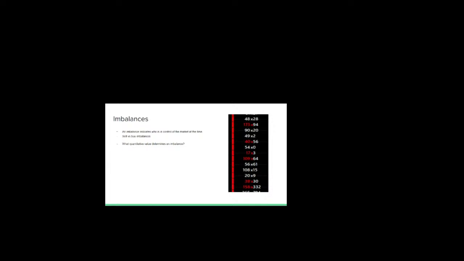A selling imbalance is highlighted in red. If you look at the picture on the right side, you see a bunch of sell imbalances. It shows that sellers are in control at the current time, and the majority of transactions held at the time are on the bid. A buy imbalance is highlighted in green, and you'll see a bunch of green numbers. When you have a buy imbalance, this means that buyers are in control and the majority of the transactions are held on the offer.